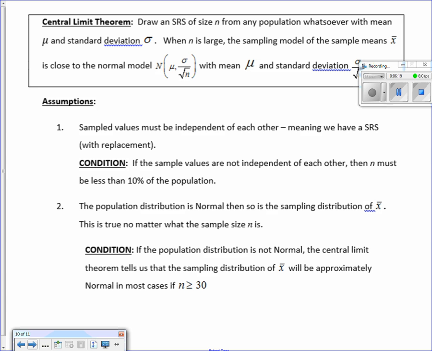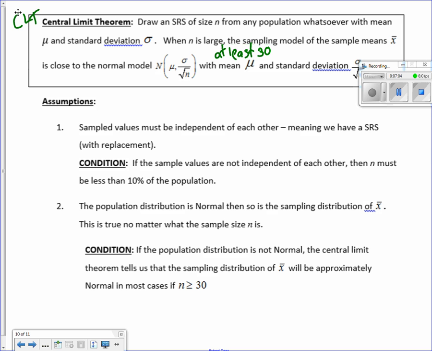The central limit theorem, abbreviated as the CLT, states that if you draw a simple random sample of size n from any population whatsoever with mean mu and standard deviation sigma, when n is large enough, usually when it's at least 30, the sampling model for the sample means x bar is close to the normal model.